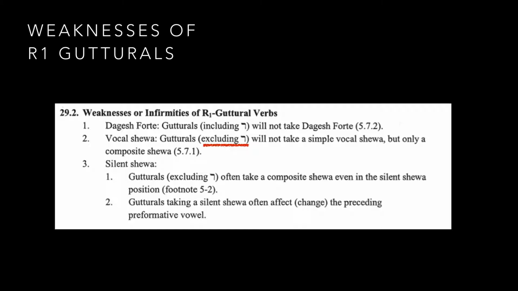Also, we've seen this in the segholates with gutturals, that they flipped from a simple silent schwa to a composite. So this is not going to be completely new to us. We just have to know where to put it. And then the gutturals that take a silent schwa often will just accept it. It's no problem. But they will still change the preformative vowel, and you'll see those in the video with Dr. Fuller, and I might show you one of those here in a minute.